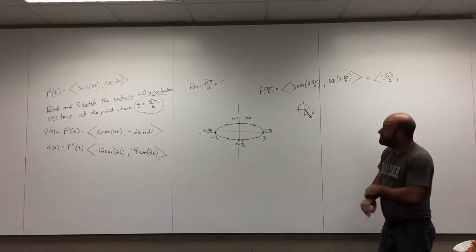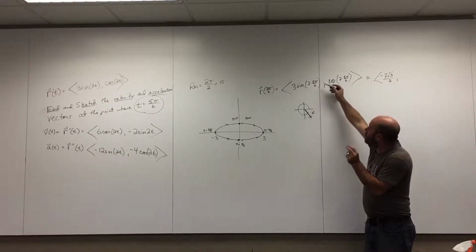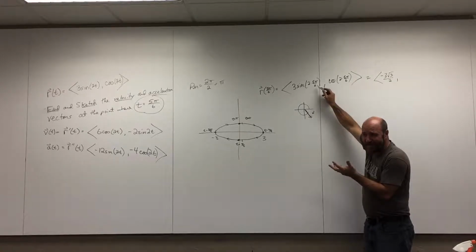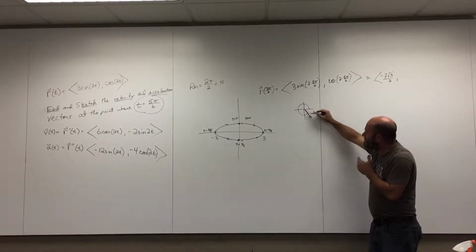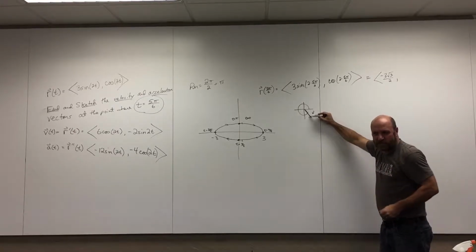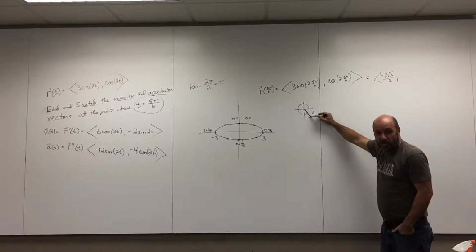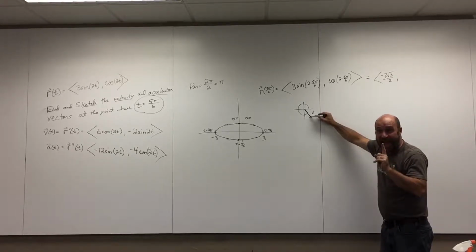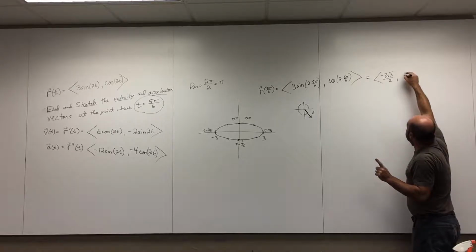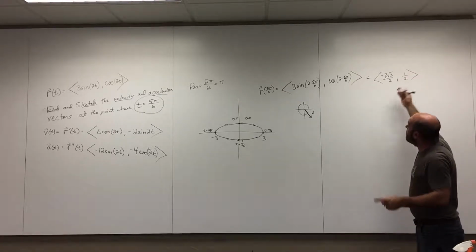Was that too fast? The time was 5 pi over 6. When you plug it in and multiply by 2, you get 5 pi over 3. On a unit circle, 5 pi over 3 is down here, and the sine value is negative square root of 3 over 2. The cosine value is a half. It's the same angle, and the cosine value is a half. So there is the point where I'm at.